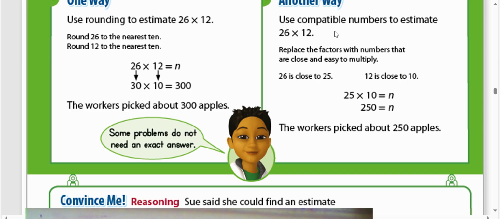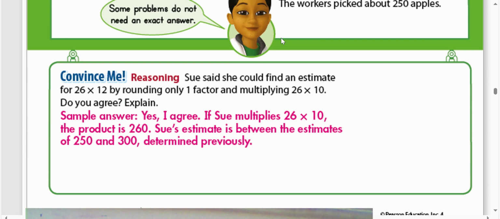We can also use compatible numbers to estimate 26 times 12. 26 is nearest to 25, and 12 nearest to 10. Then the product will be 250. You can use two methods, rounding or compatible numbers. Compatible numbers, what's the meaning of compatible numbers? 26 lies between 25 and 30, and 26 is nearest to 25. Okay, correct, about 26 times 12, this number here.